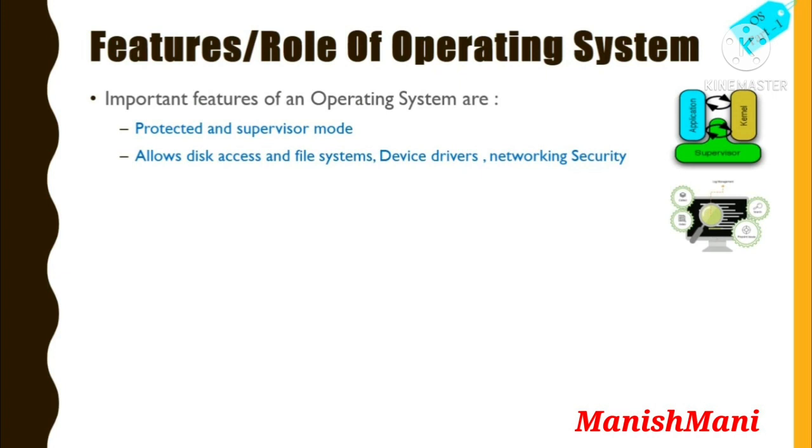The second is allow disk access and file system, device driver, networking security. That means it allows access to files over the disk or to access files in applications. So for that also operating system is responsible. Now next feature is it allows program execution. That means we can execute any compatible program in the operating system.